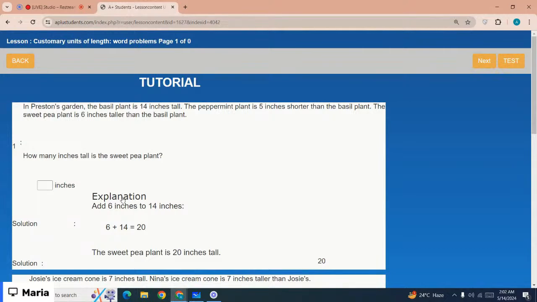Okay, in Preston's great garden, the basil plant is 14 inches tall. The peppermint plant is 5 inches shorter than the basil plant. The sweet pea plant is 6 inches taller than the basil plant. How many inches tall is the sweet pea plant?